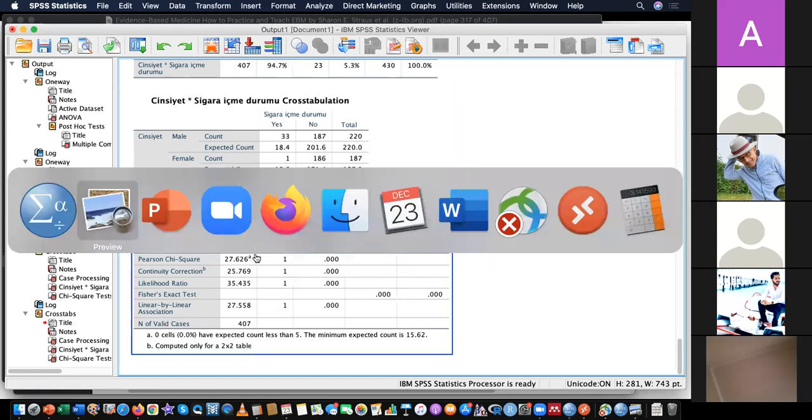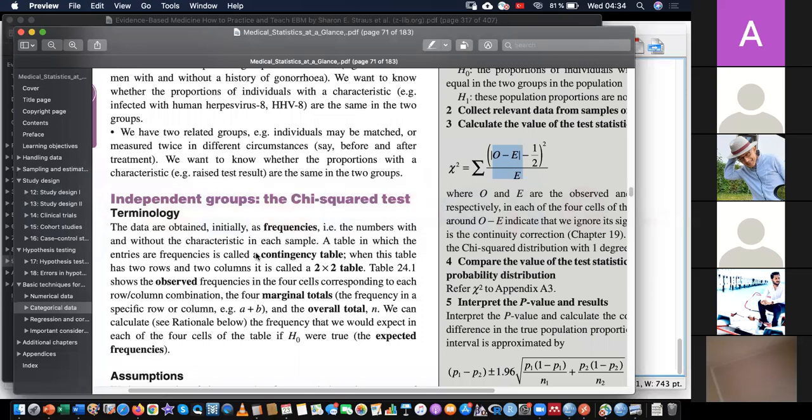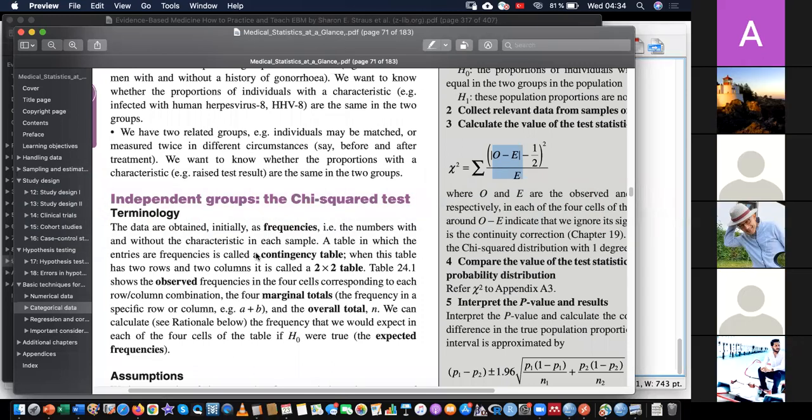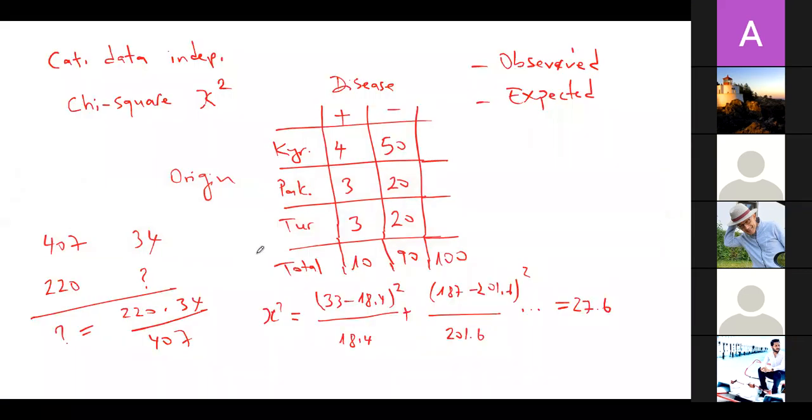Okay, are you following me? If you don't follow me, please ask me to repeat it. Okay, so this is how you calculate the chi-square value.